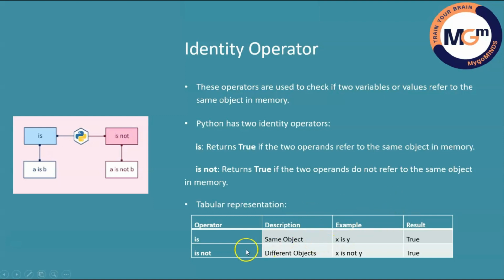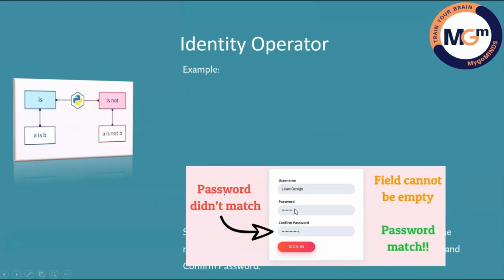So is basically used to check if both the values are stored in the same location or not. Is not checks if both the values or variables are stored in different locations or not. So let us take a small example.